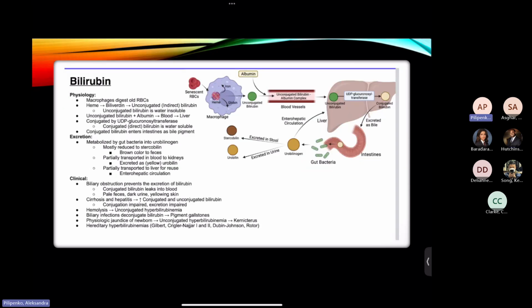Okay, so for bilirubin, just remember the bilirubin, how was it produced, right? Remember we have our heme breakdown, and then we have unconjugated bilirubin. Okay, so I'm sorry about that. I'm back. So we have our unconjugated bilirubin, then it gets transported to the liver, where it undergoes conjugation, right?